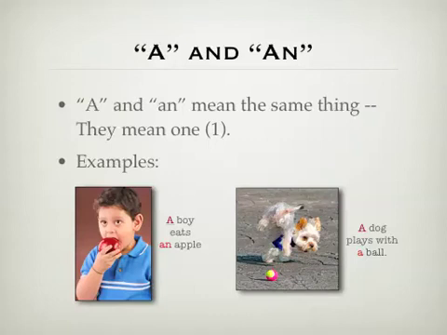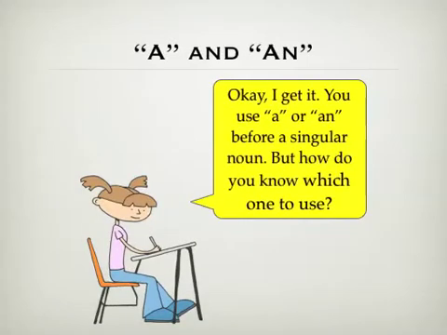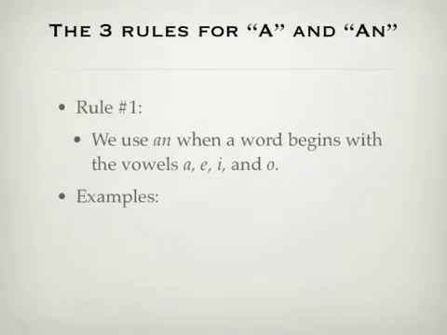All right? Now, the question comes up, which one do you use? Some nouns I use a before. Some nouns I use an before. So how do you know which one to use? There are 3 rules that tell you whether to use a or an. And I will tell you that they are related to the way the noun sounds, the first sound in the noun.